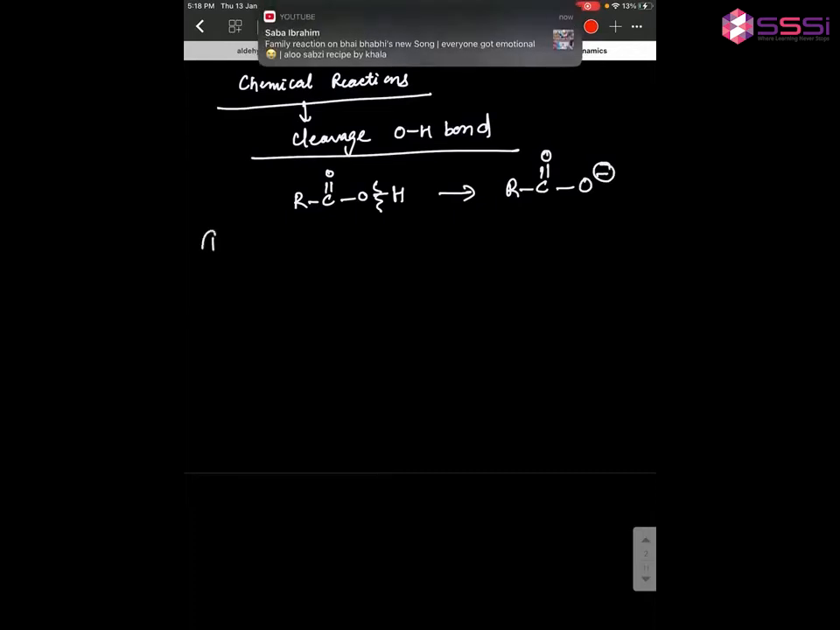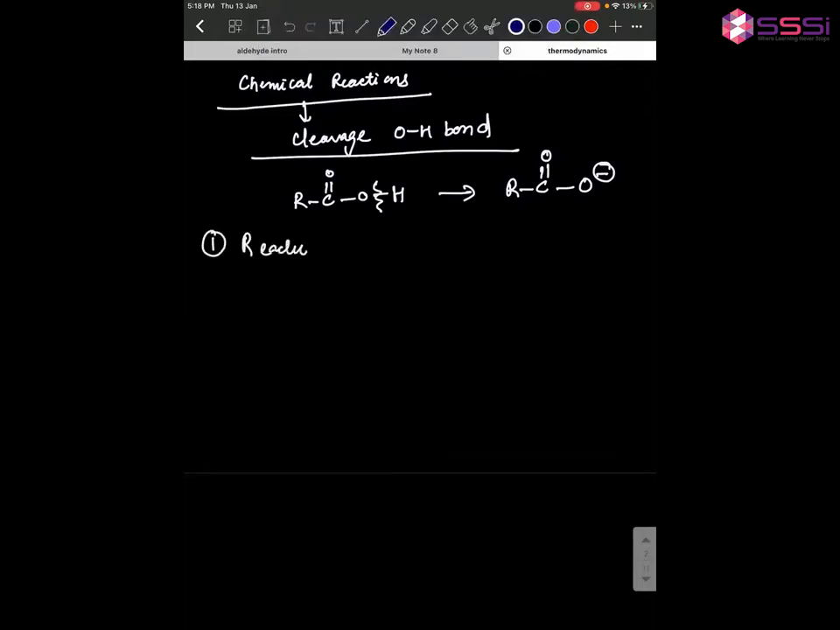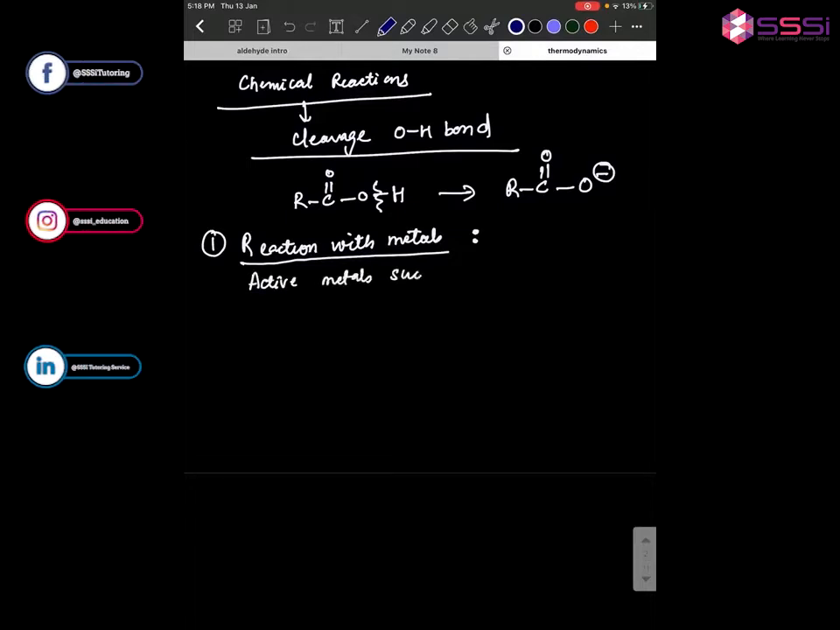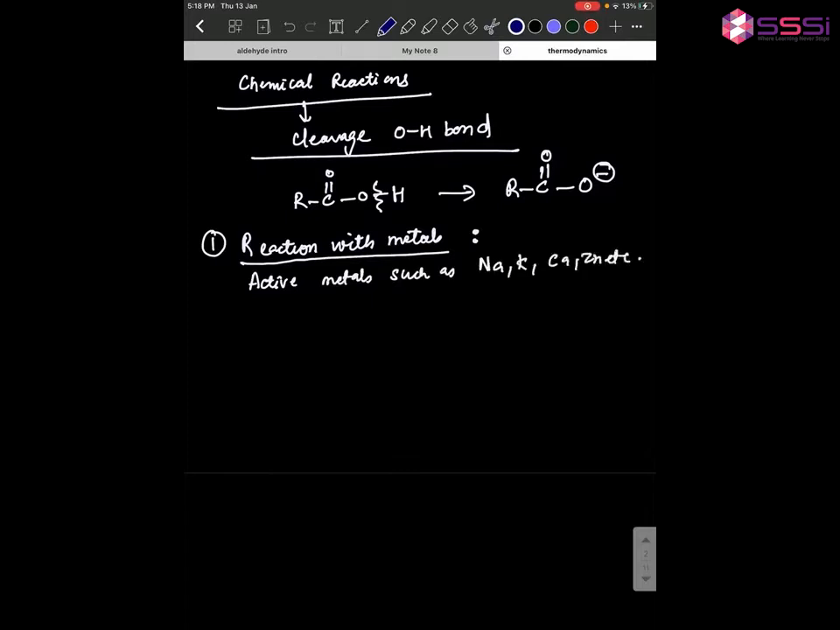So first is the reaction with metals. For example, we can take active metals such as sodium, potassium, calcium or zinc, etc. And these metals will liberate hydrogen gas. For example, I am taking a general reaction of RCOOH and Na. What will it form? It will form RCOONa.